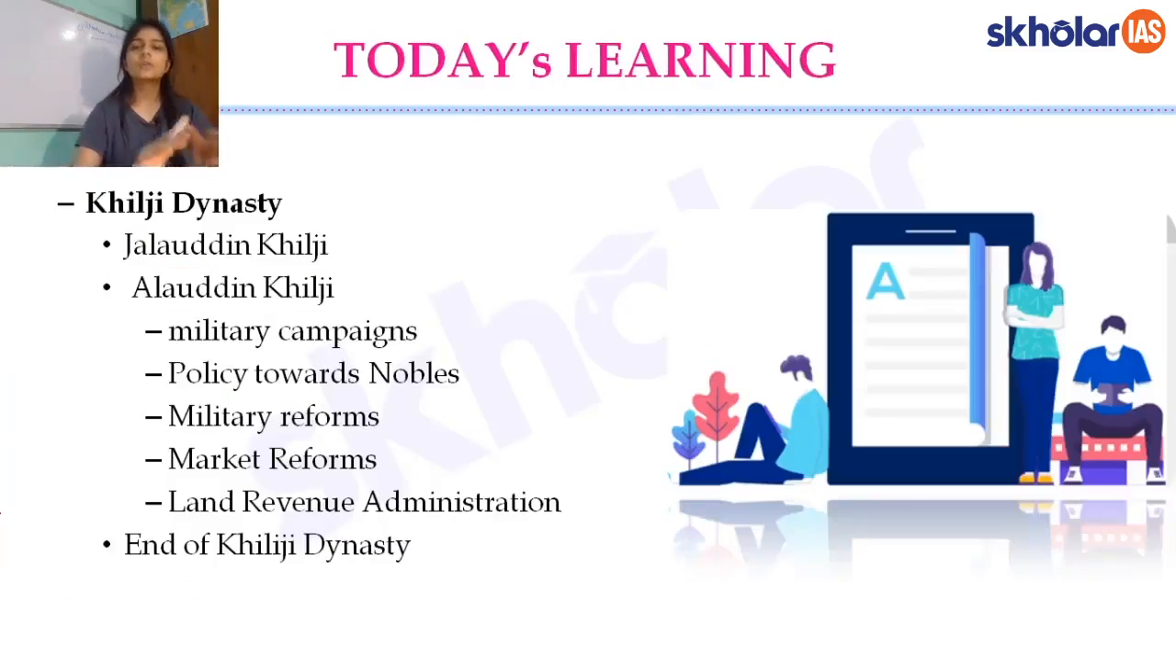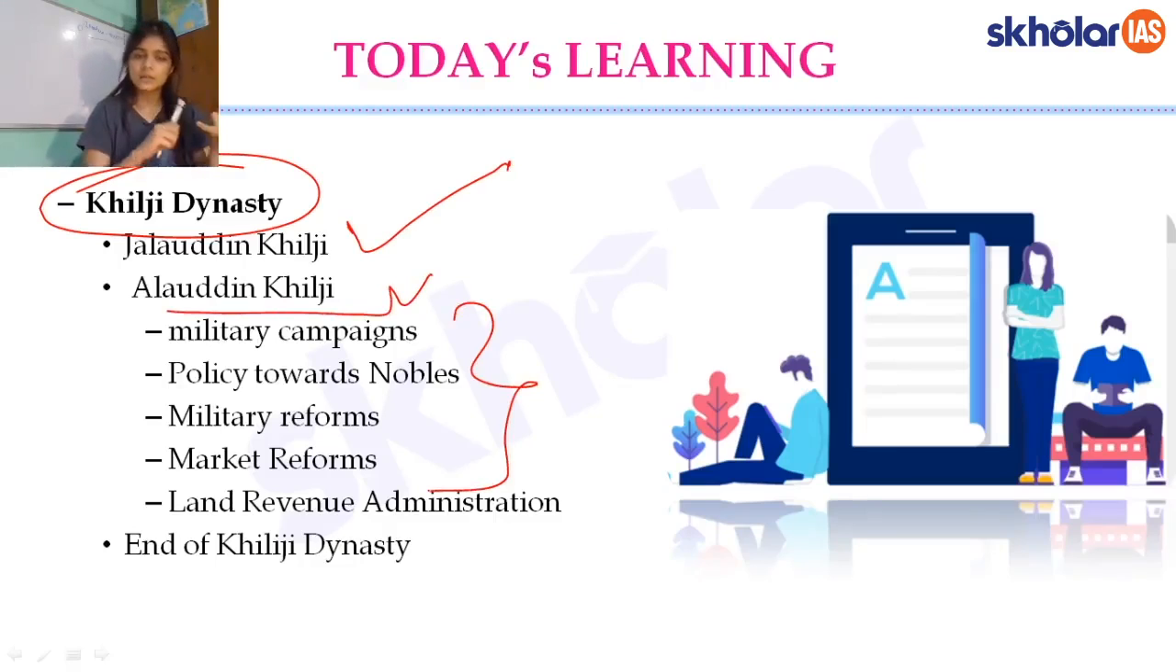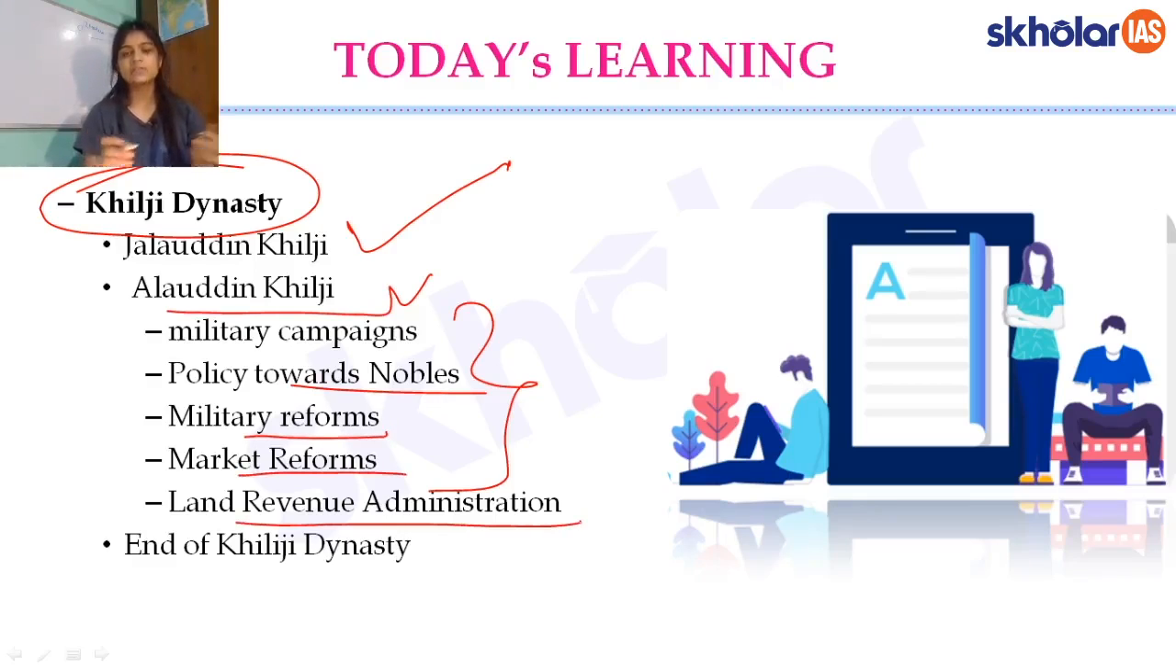Okay, so what all have we learned today? Quick sum up. We started off with the foundation of Khilji dynasty. We studied about Jalaluddin Khilji, who is the founder. Then we studied about Alauddin Khilji in great detail. His famous conquests we studied, his policy towards nobles, his military reforms, his market reforms, his land revenue administration. All these things we studied in detail. And finally, we studied the end of the Khilji dynasty.